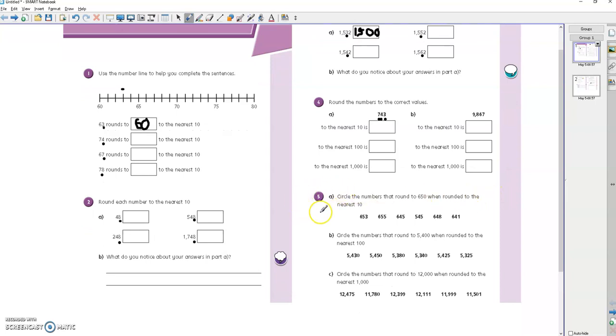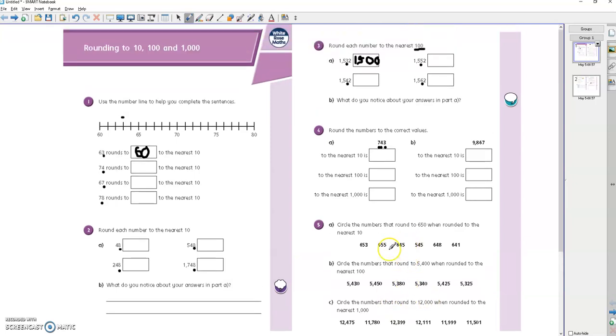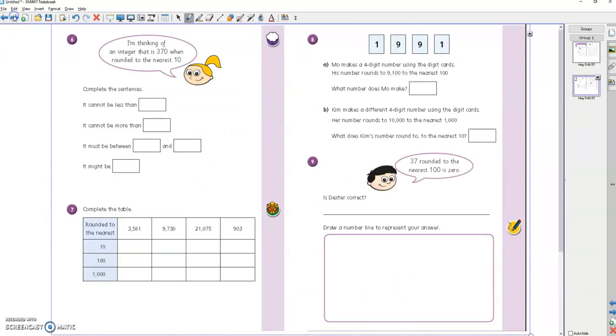And you've got the same for this one, a bit different. In question 5, you've got to circle the numbers that round to 650 when rounded to the nearest 10. So have a look at all of those numbers, which ones round to 650. This one's asking which ones round to 5400 when rounded to the nearest 100, and this one, which numbers round to 12,000 when rounded to the nearest 1000. And then the other sheet starts to apply that knowledge to different word problems.